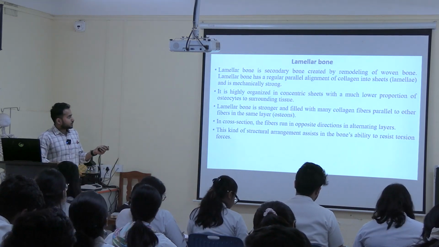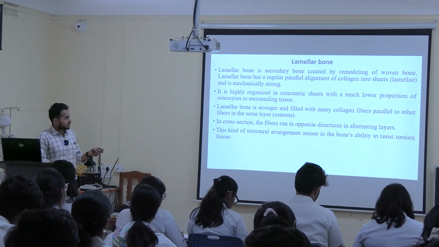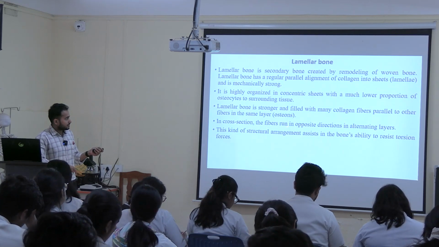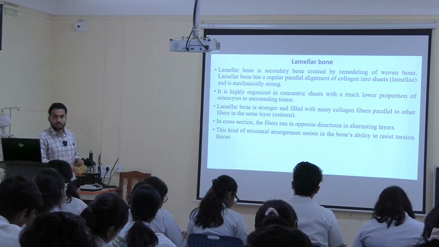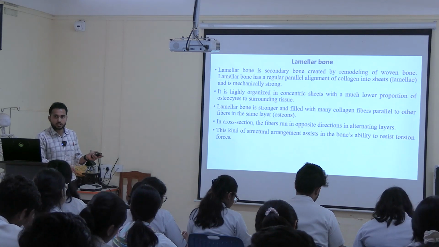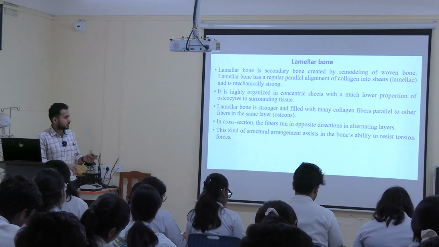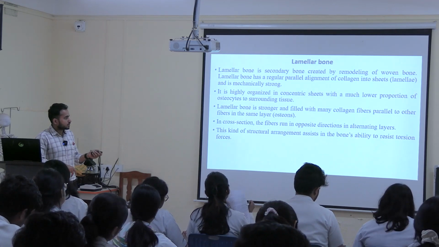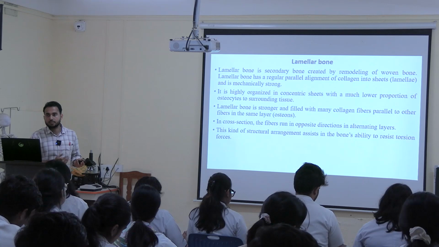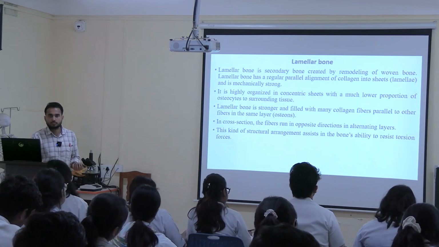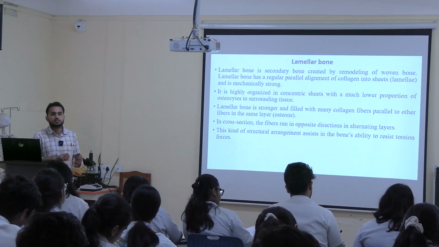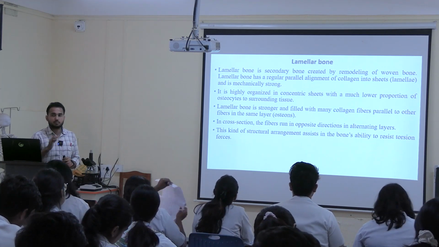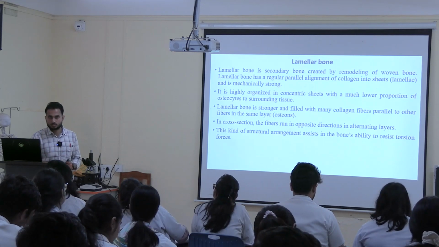Next, the lamellar bone is stronger and filled with many collagen fibers parallel to each other. In cross section, the fibers run in opposite directions in the alternating layers. This is also important: in alternating layers, the direction is opposite to each other. This kind of structural arrangement assists bone to resist torsional force. Torsion force means twisting force. Because of this particular arrangement, the bone can resist twisting force.